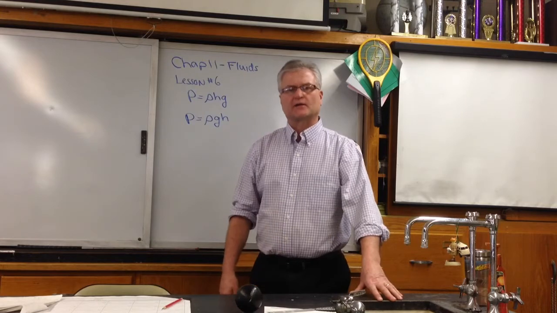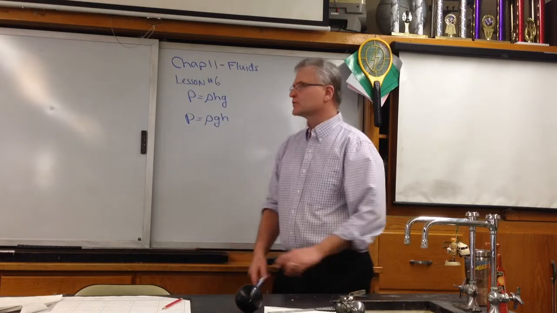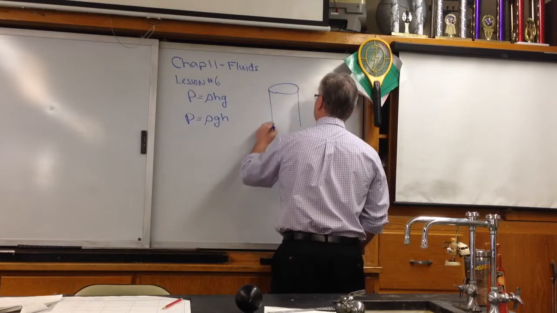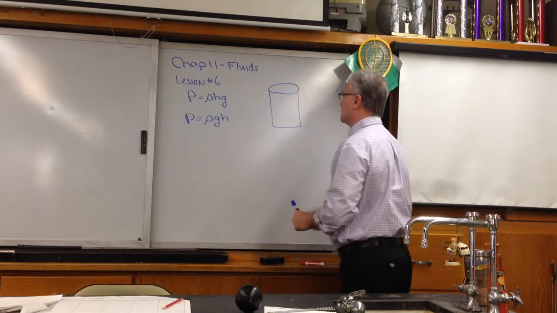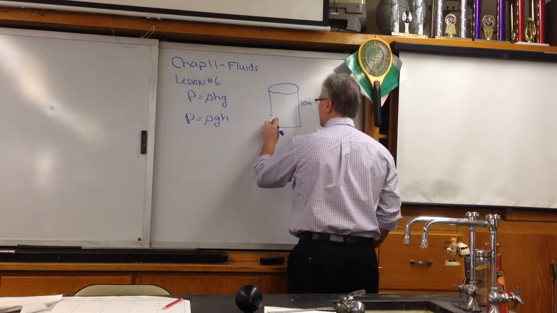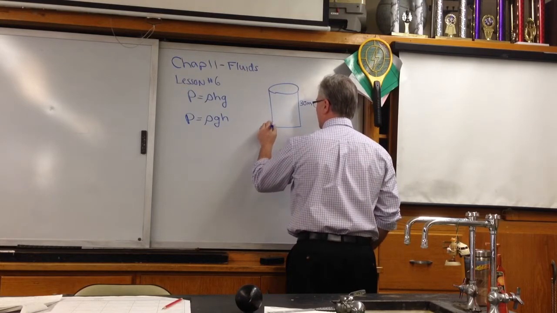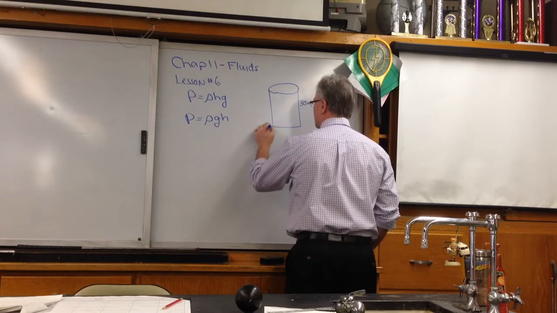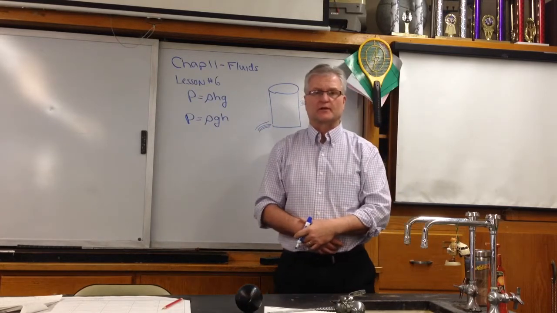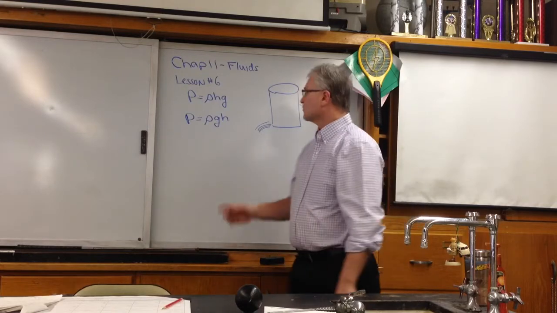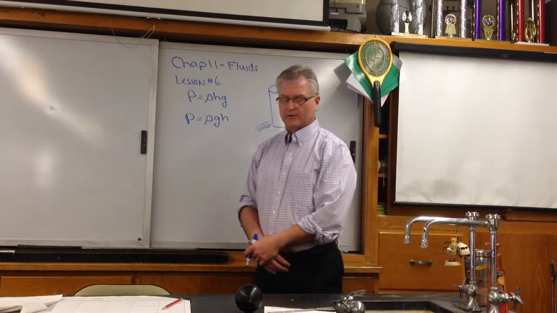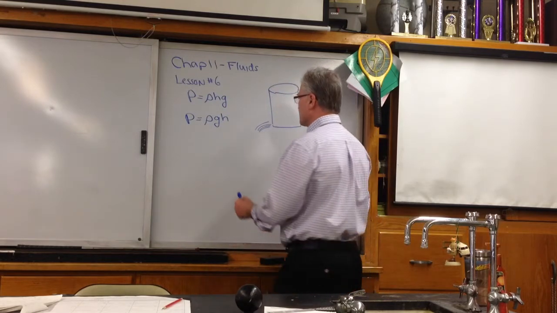So let's actually calculate something. Let's suppose we have a water tower, and the water tower is completely filled with water, and it has a height of 30 meters. And we drill a little hole in the tower, and voila, at that point water starts to leak out. I'd like to know, what is the pressure of the water as it exits out of the bottom of that water tower?